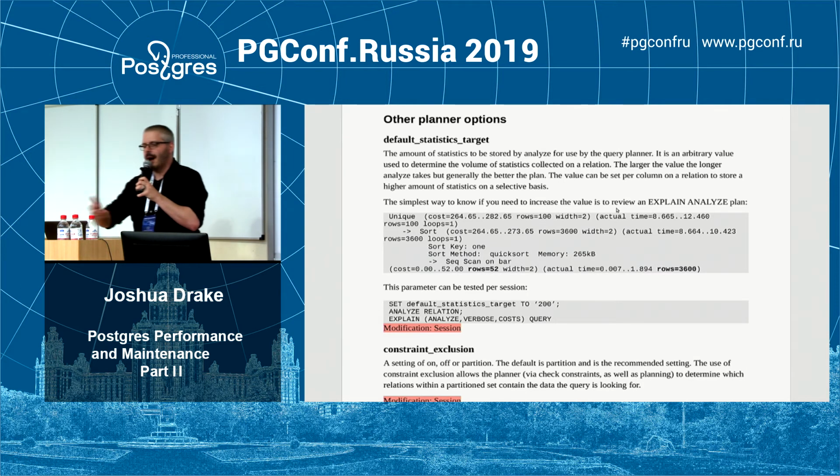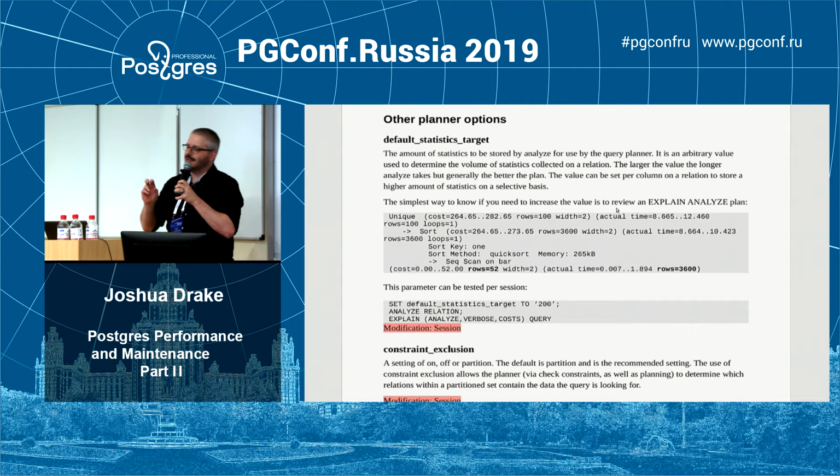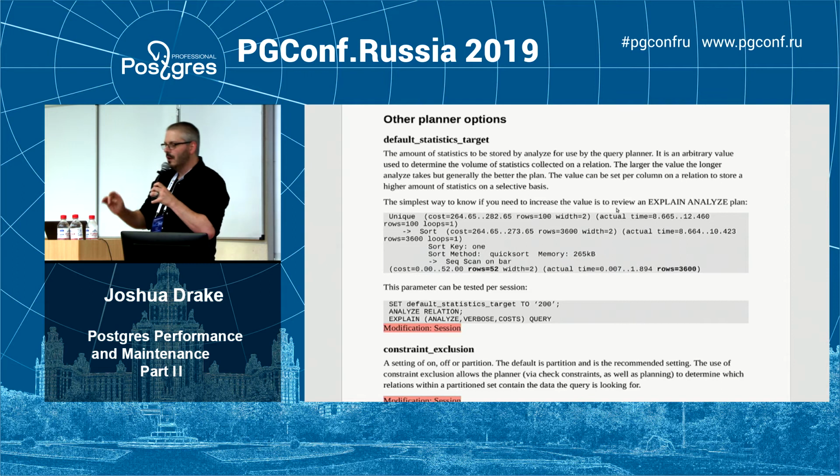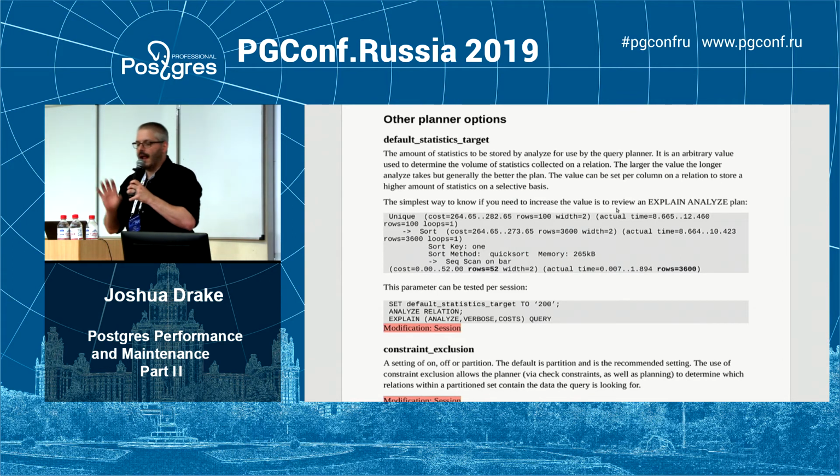Anyway, so the amount of statistics to be stored and analyzed for use by the query planner. It is an arbitrary value used to determine the volume, the size, the number of statistics collected on a relation. And really, it's not even the relation. It can be also on a column, not the relation as a whole. The larger the value, the longer analyze takes, but generally the better the plan. The value can be set per column on a relation to store a higher amount of statistics on a selective basis. The simplest way to know if you need to increase the value is to review an explain analyze plan.